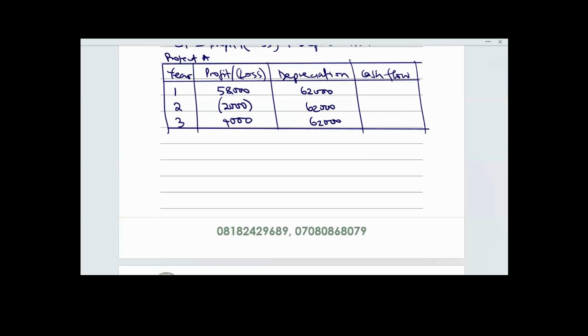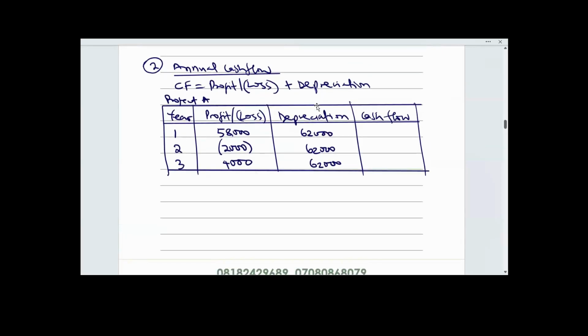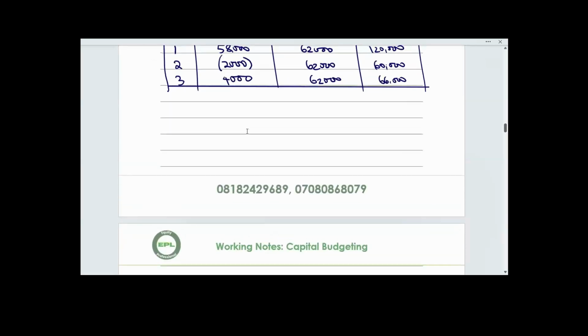So to get cash flow, we said cash flow is profit or loss plus depreciation. 58,000 plus 62,000 will give us 120,000. 2,000 naira loss plus 62,000 naira will give us 60,000 naira cash flow. 4,000 plus 62,000 will give us 66,000. So we have calculated cash flow for project A.